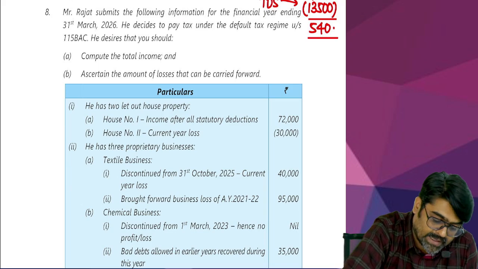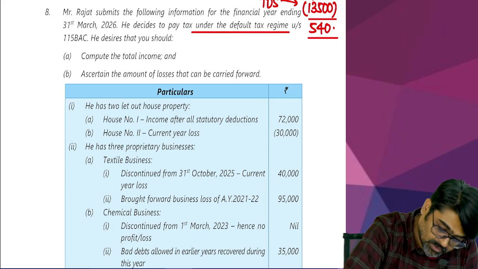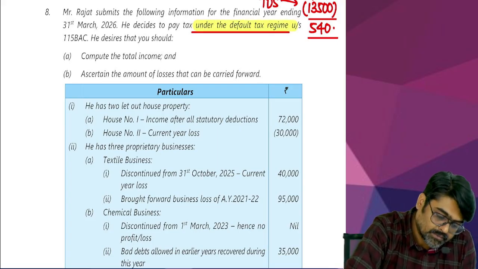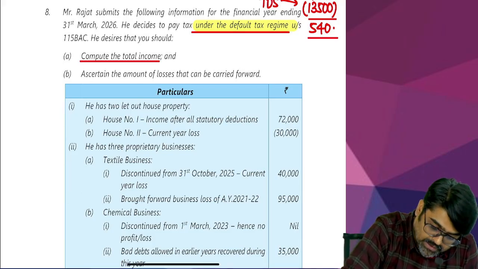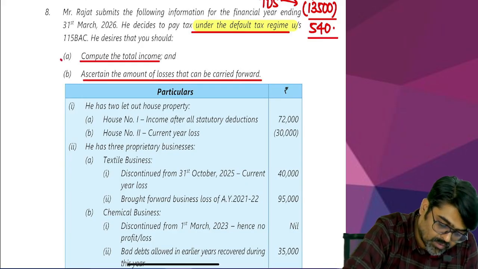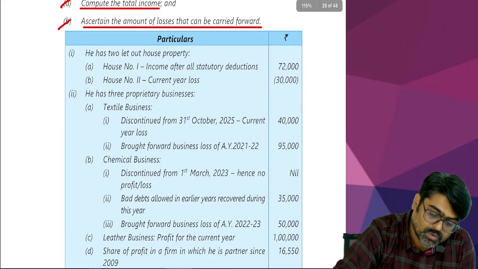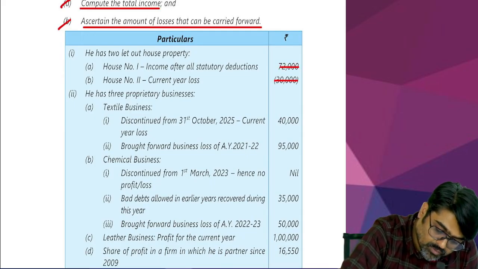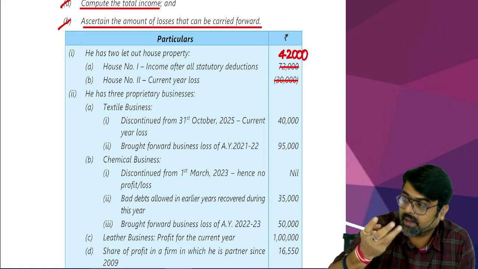He decides to pay tax under the, be very careful, he decides to pay tax under the... Now, he desires that you should compute the total income and also ascertain the amount of losses that can be carried forward. Two things are required, yes or no? Two houses, house 1 and house 2. House 2 loss can be set off against house 1 income. So house 1 income will be 42,000. This is the income under the head house property.